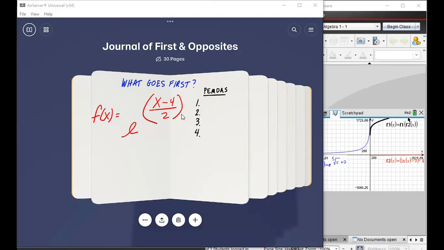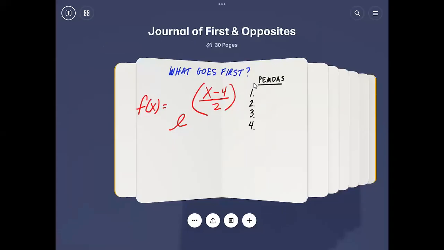I am creating a video. This is a video for practice for inverse functions, finding inverse functions. This is something I created for my students. I haven't used it a bunch because they kind of struggle when you combine more than one operation.